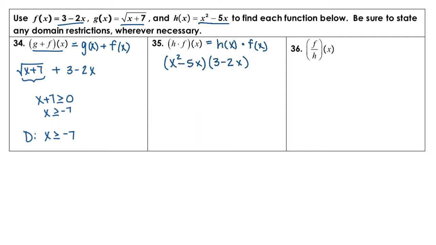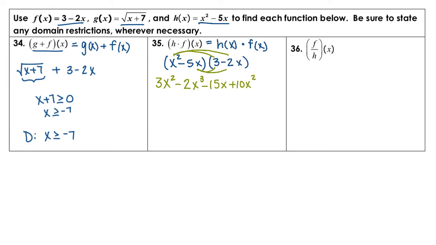Okay, for this, we're going to have to do our FOIL. So we're going to do our first terms. That's going to give me 3x squared. Our outer term, that's going to give me negative 2x cubed. The inner term, negative 15x. And then the last term, so that's positive 10x squared.